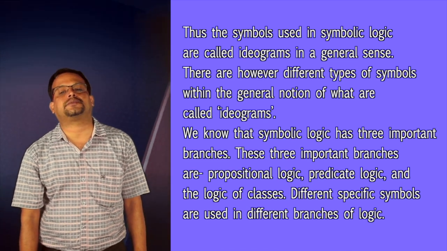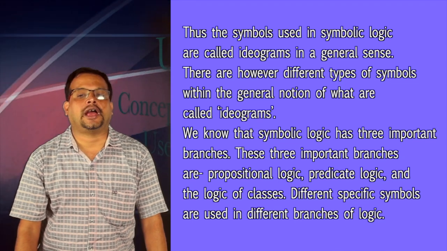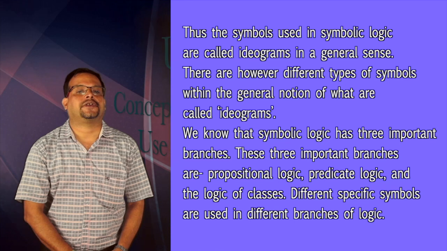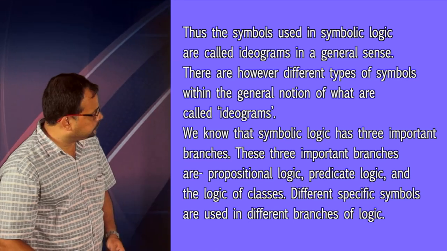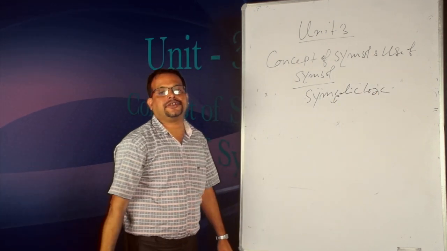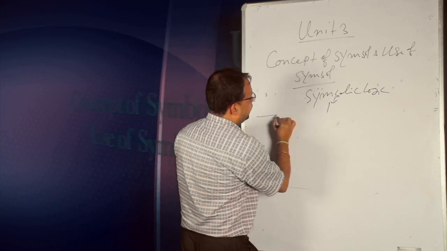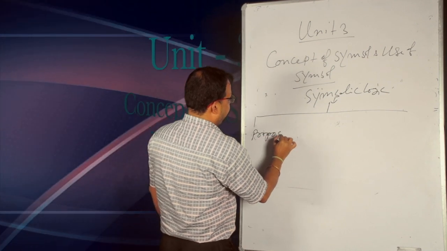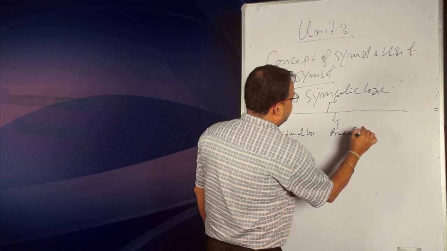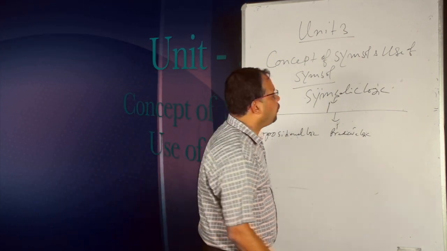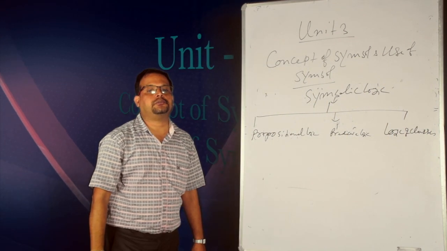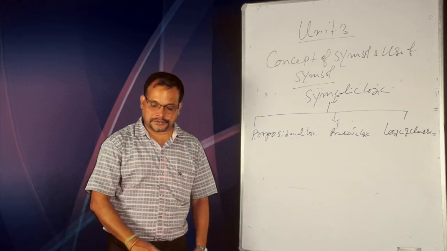There are, however, different types of symbols within the general notion of what are called ideograms. We know that symbolic logic has three important branches: first, propositional logic, then predicate logic, and the logic of classes. Different specific symbols are used in different branches of logic.